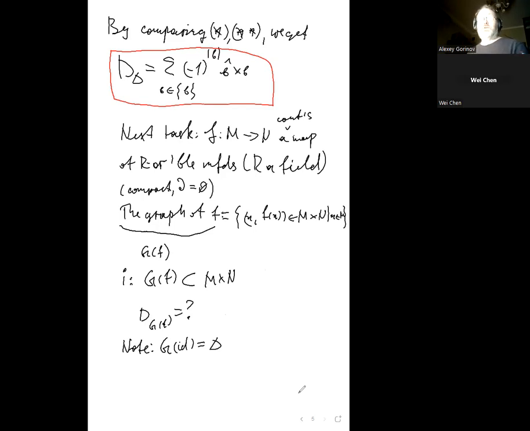So this question is more general than the one we've just done, and we will see after the break. Let's have a break, and after the break, we will see how to calculate the graph, or more precisely, the Poincare dual of the graph, and then we will see how this implies the Lefschetz fixed point formula.